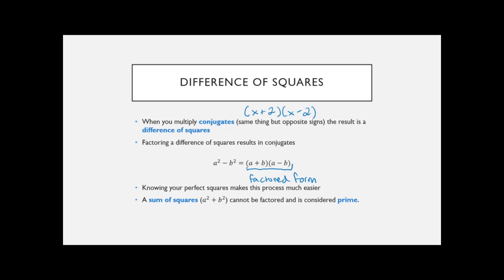Now, one thing to be aware of is that a sum of squares, where you have two things but they're added together, cannot be factored and it's considered prime. Now, when you go on to college algebra, you will learn how to factor it, but that involves complex numbers, but we're not dealing with complex numbers in this course. So at this point, anything that's a sum of squares is considered prime.